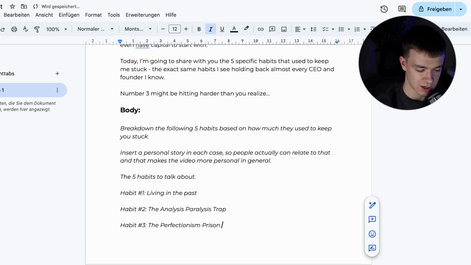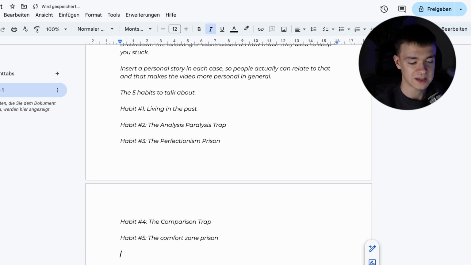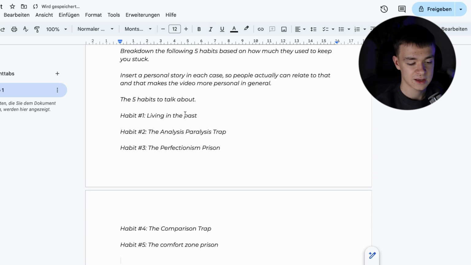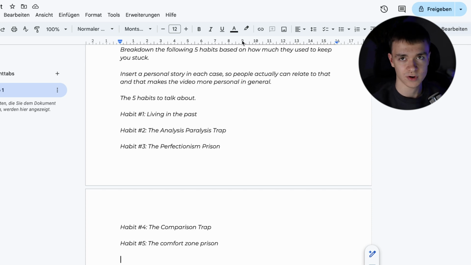Habit 4 is the comparison trap, basically comparing yourself to others. And then we have habit number 5, which is the comfort zone prison. So many typos that I'm doing. And now we are basically having the body ready. As I said, we first will do the outro, and then I'll hop back into the camera and record and show you the finished body, how it would be fleshed out, written out, and how it would look like, just so you have an overview of it.